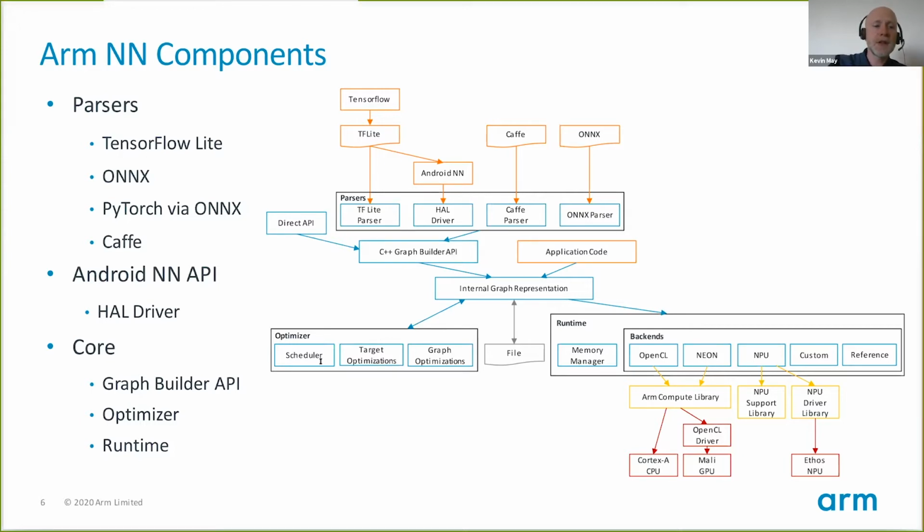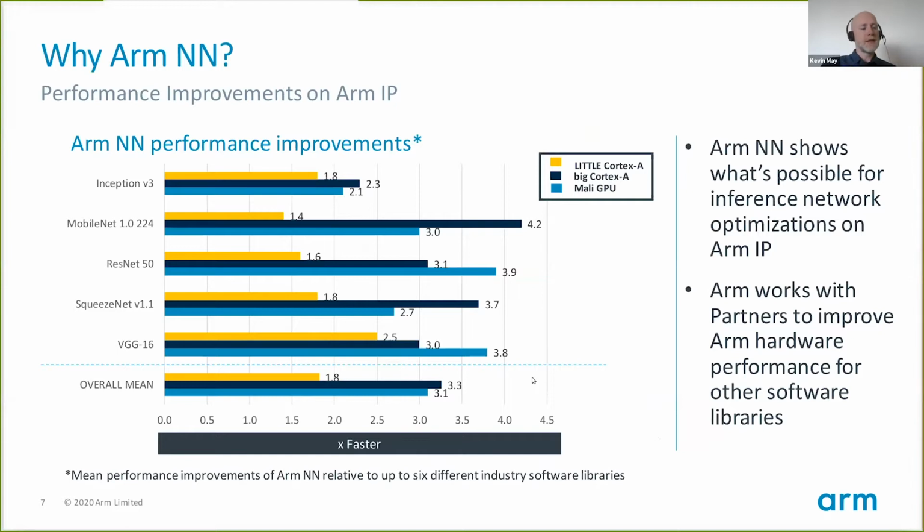The scheduler is when the optimizer schedules, it assigns the layers in the network to the best available backend to run that layer on. And here you can see our backends interfacing with the compute library in the runtime. So the runtime gets the optimized network, and it executes it on a given backend. Right, so that is what Arm NN is. This is more why.